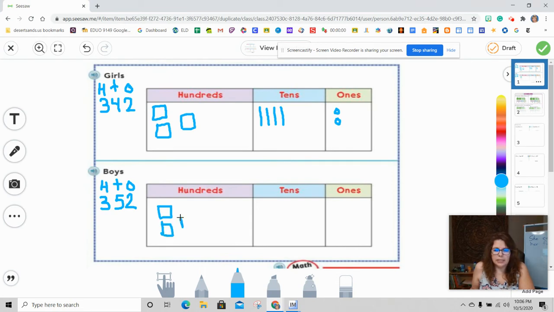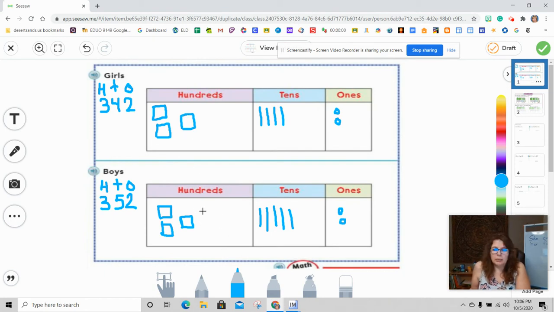As you see, I can already tell that the girls and the boys have the same amount of hundreds. Then I'm going to draw 5 tens. 1, 2, 3, 4, 5. Now I can tell that the girls only have 4 tens and the boys have 5 tens. So there's one more ten in the boys category. And then I have 2 ones, which is the same as the girls. So based on this picture, I can tell that the boys have 10 more than the girls. There's 10 more boys than girls.